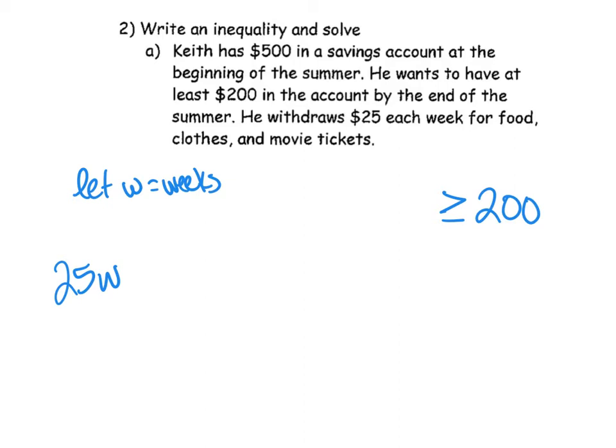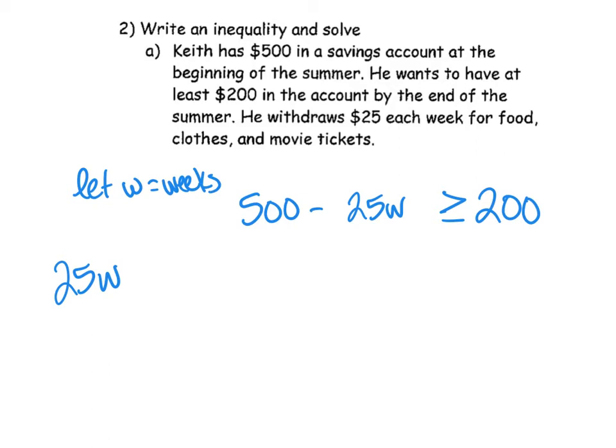You've helped me already. You've helped me, yeah. So 500 minus 25W. 500, I like it. Take away how much I'm spending each week, 25W. That's an inequality set up for his budget. Okay, let's solve it. Go for it.